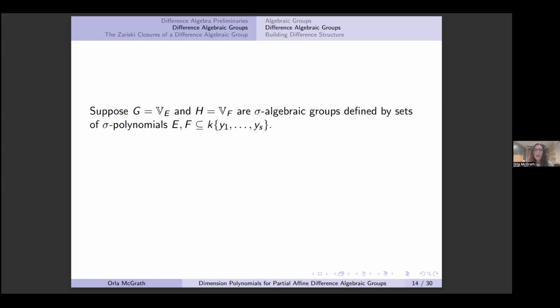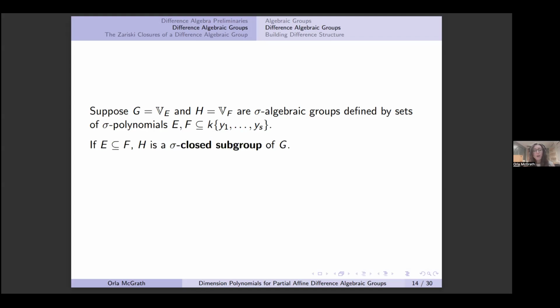And we just have the same argument that we had with closed subgroups, but now we have difference closed subgroups. So again, we have two difference algebraic groups, which are now defined by some difference polynomials. And if, for example, the defining polynomials for G are contained in the defining polynomials for H, then H would be a subfunctor of G. In fact, all the structures are compatible, and H is a difference closed subgroup of G.